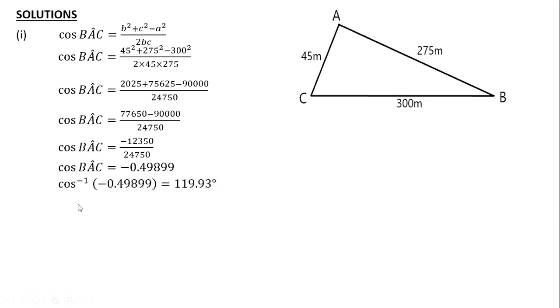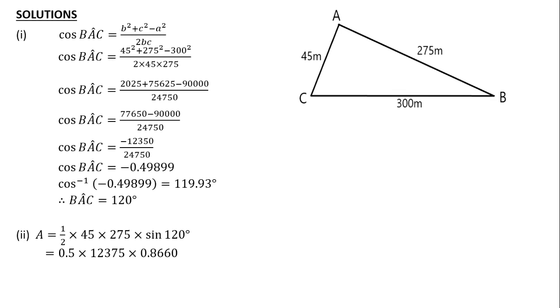So we'll say cos inverse of negative 0.49899 is equal to 119.93 degrees. Therefore, angle BAC is equal to, you can round it off, 120 degrees. Calculate the area of triangle ABC. A equal to half times 45 times 275 times sine 120 degrees.